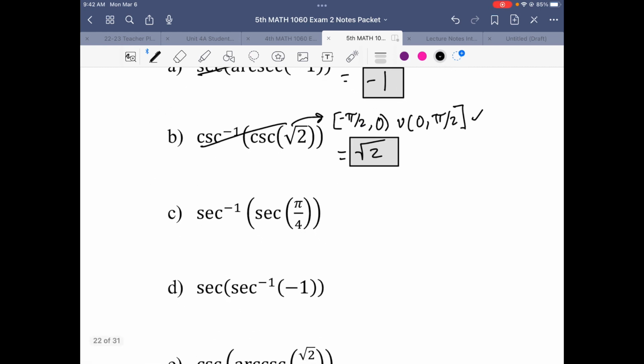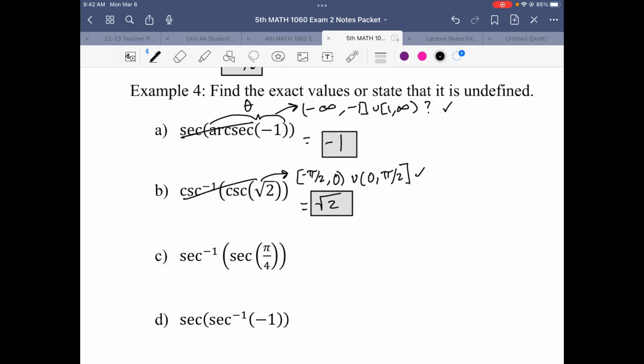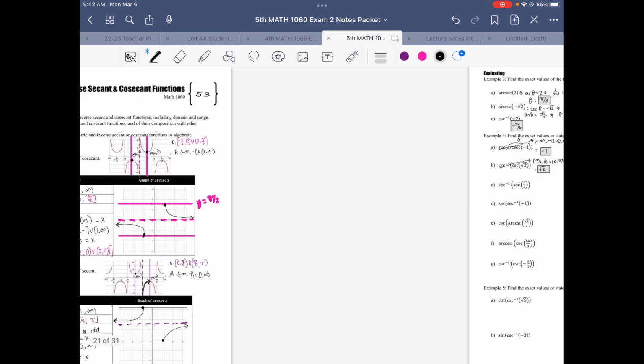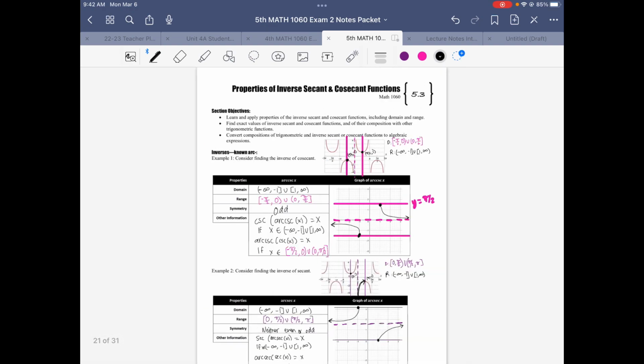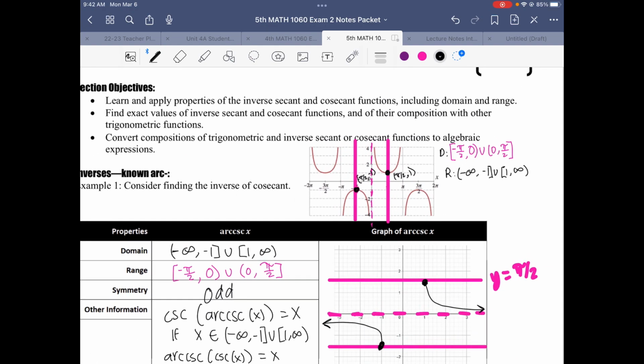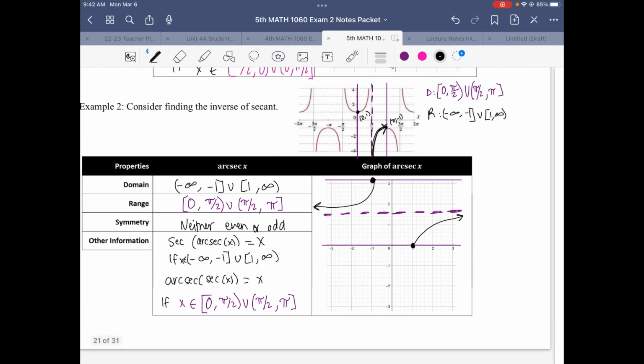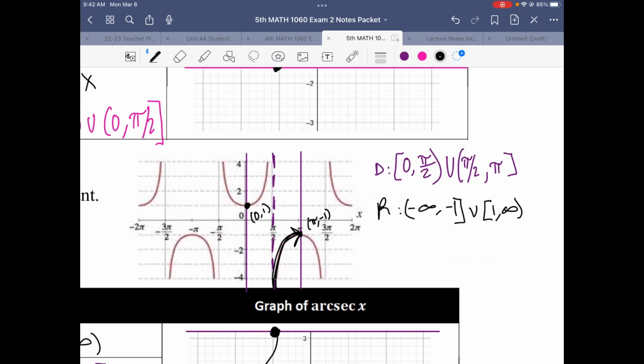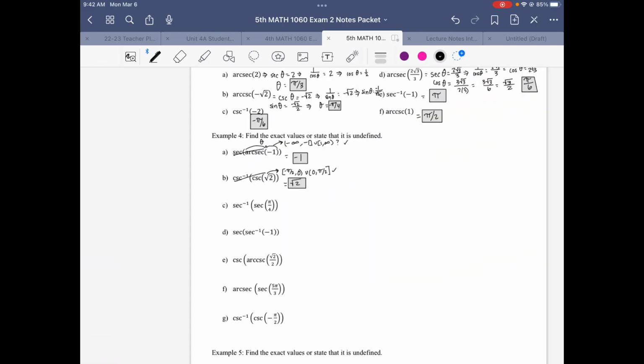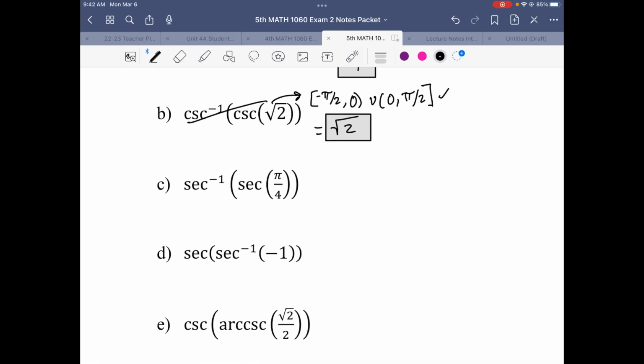Okay, and then again, we ask ourselves, is pi fourths in the correct range for secant? So let's check the domain of secant, normal secant here. Oh, it's cosecant. Normal secant needs to be between 0 and pi, but not pi halves. That is indeed between 0 and pi.